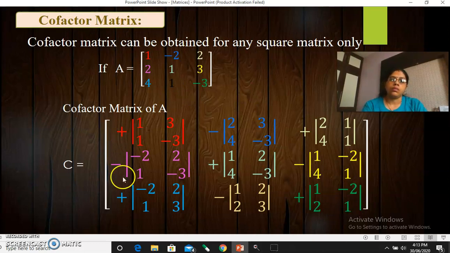So this way you have to write the cofactor matrix. For each and every element you have to identify the cofactor. Do remember the signs.